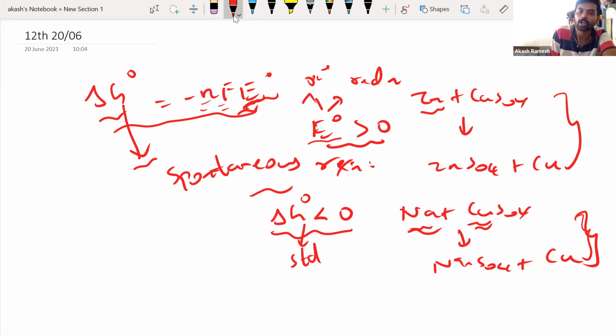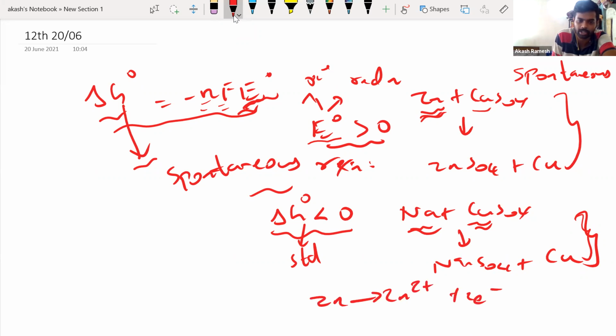Right. So just now we said that this reaction is spontaneous because sodium is more reactive than copper. So obviously zinc is again more reactive than copper. So this reaction is also spontaneous, no doubt about it. If I look into each individual element, zinc is becoming Zn2 plus by losing 2 electrons, and copper 2 plus is accepting 2 electrons to form copper. Correct.